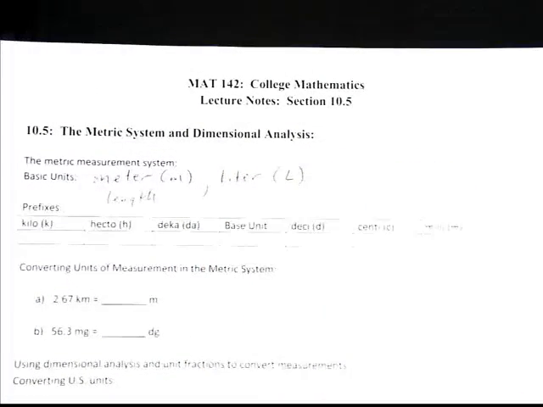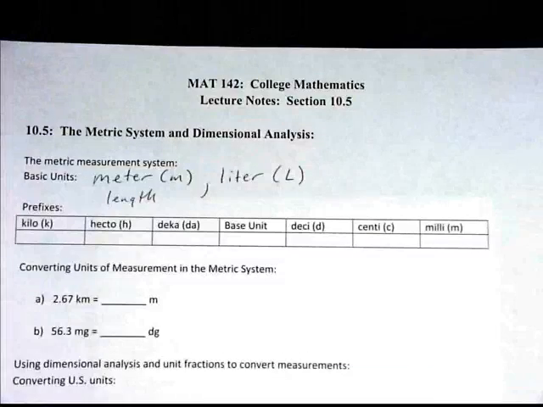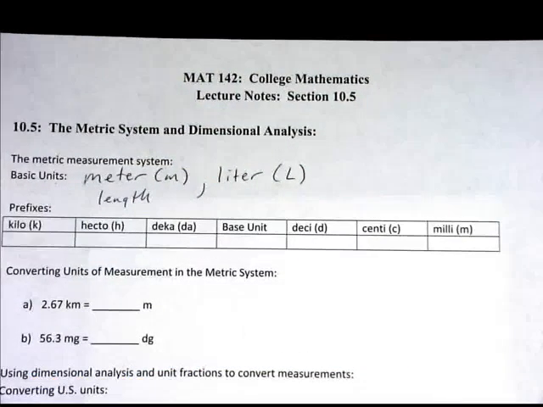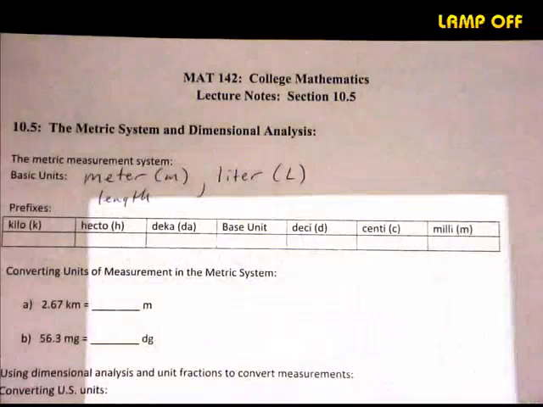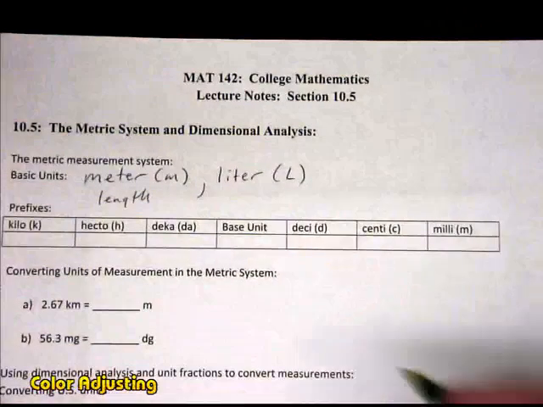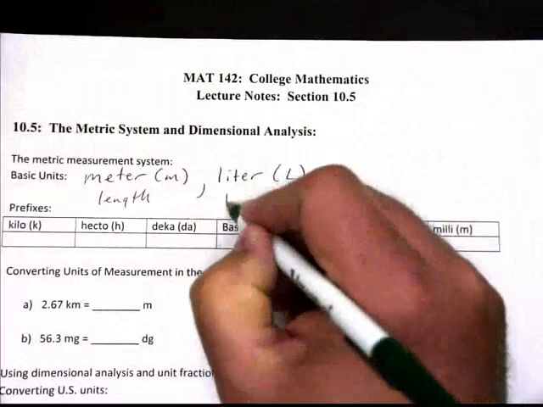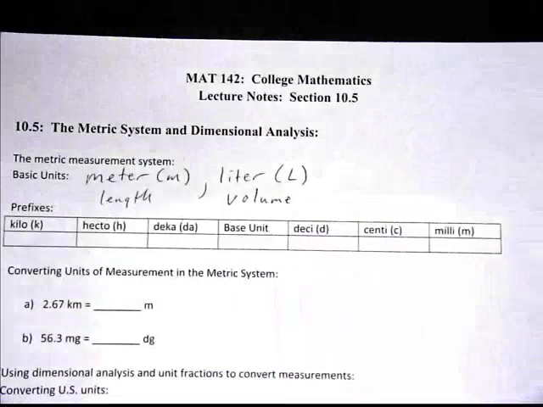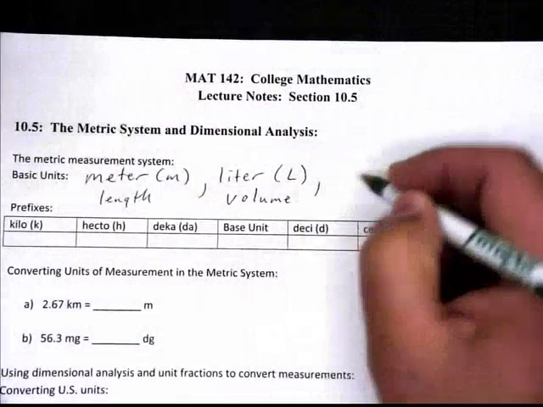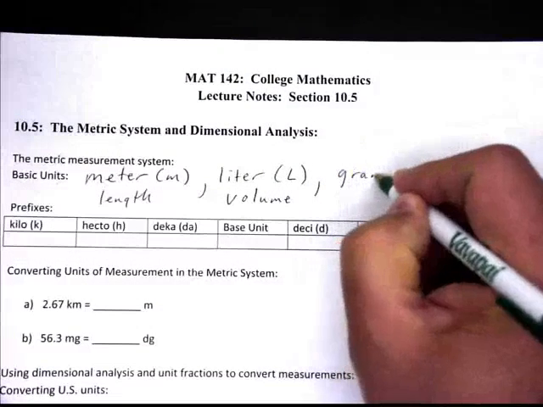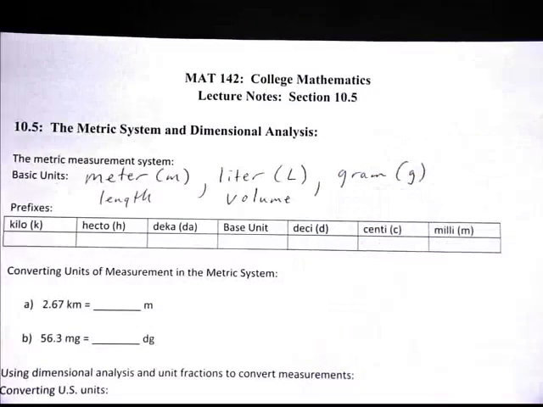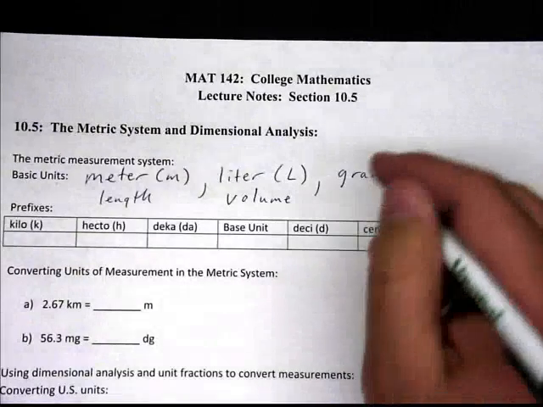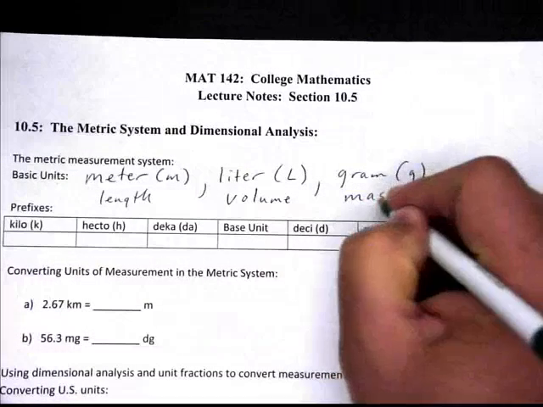The second basic unit that we're going to use in this class is the liter. And that is simplified with a capital L. All right, and that is a measure of volume. And lastly, we've got the gram, which is simplified as G, and it is a measure of mass.